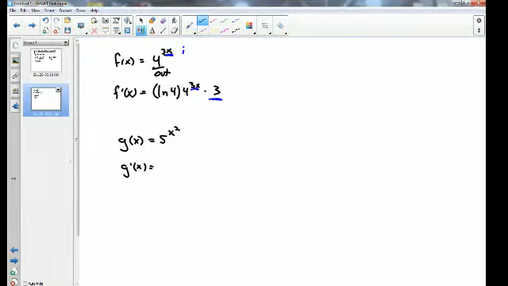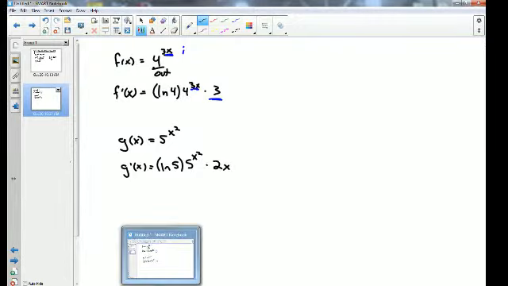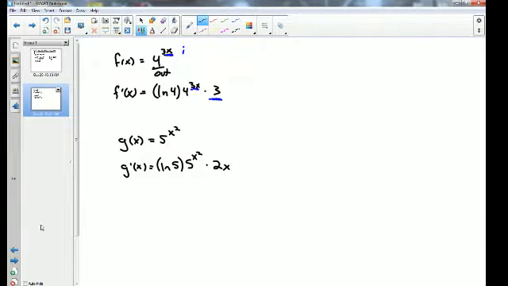G prime of x equals natural log 5 times 5 to the x squared, times 2x. There you go, you got it. I didn't know what I was doing, but I did it right. It's not that complicated. I could see forgetting this rule would happen. It's easy to forget.